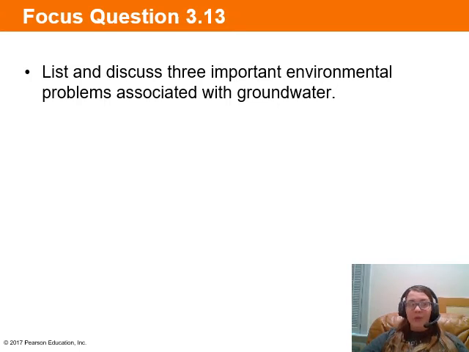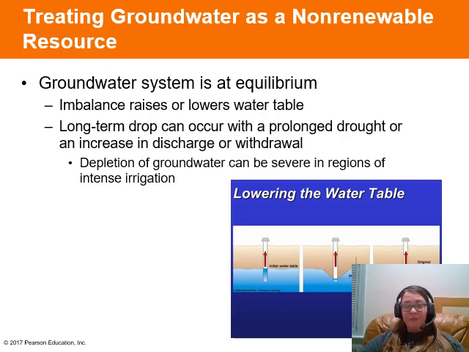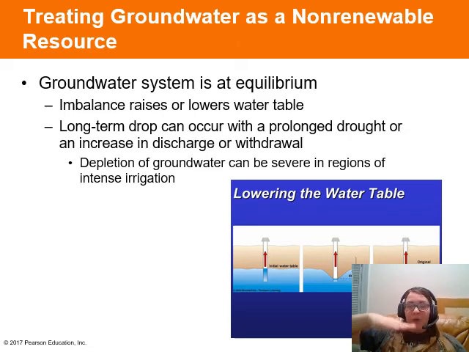So since we use groundwater so extensively for our drinking water, we also want to think about some of the environmental problems associated with our groundwater. So for the most part, groundwater is at equilibrium. If we never drilled to take out groundwater, it would stay the same year after year. But since we do drill inside of these rocks so frequently to get drinking water, we cause imbalances inside of our water table. So just naturally, we can see our water table rising if we have more rain, or we can see it lowering if we have like a drought.